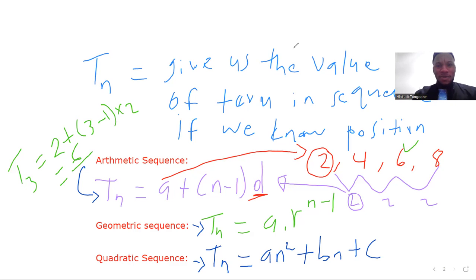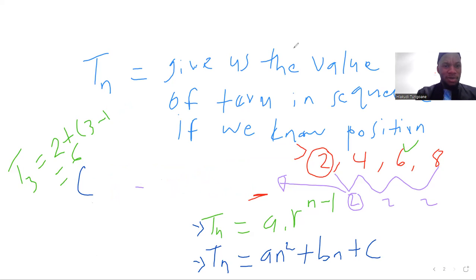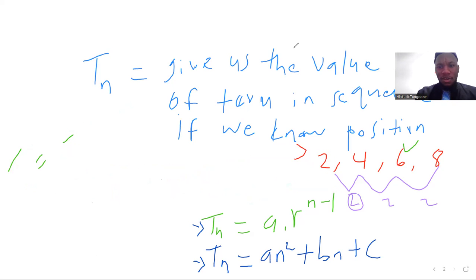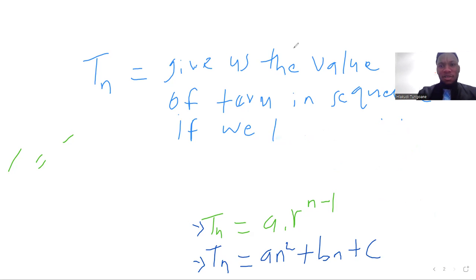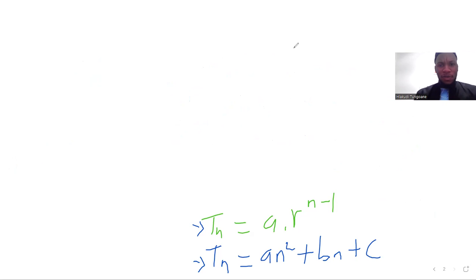So that's for arithmetic sequence. So for geometric, how do we determine the parameters for a geometric sequence? I mean to say, the geometric sequence general term formula. Let me write it up here.